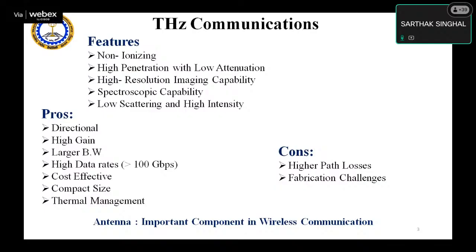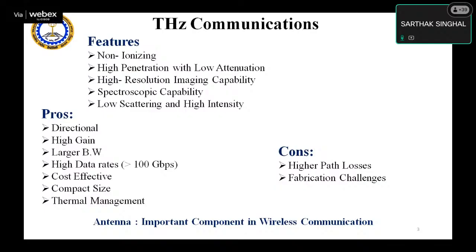It can provide a larger bandwidth, so the channel capacity will be pretty high. We can achieve a data rate up to 100 Gbps or up to 1 Tbps. It will be cost effective. The sizes will be smaller because the size of the antenna should be of the order of half of the wavelength. It is suitable for thermal management also.